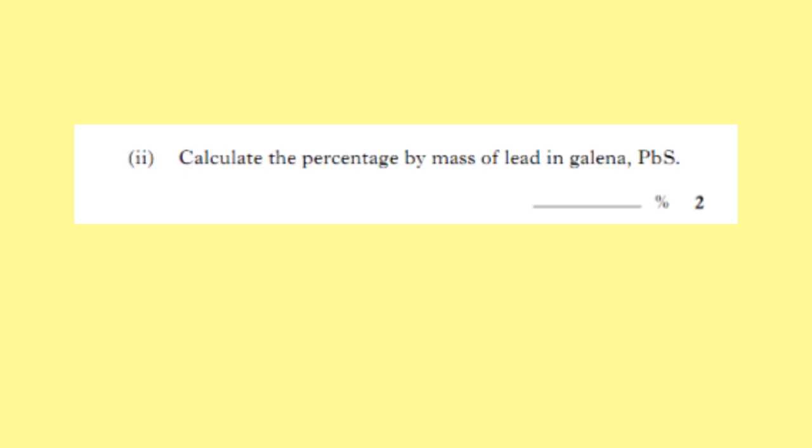Next one, calculate the percentage by mass of lead in galena, which is PbS. You will need to use the data booklet for this one, and pause the video to give yourself some time. But the answer to that should have been 207 divided by 239 multiplied by 100, which gives us about 86.6%.